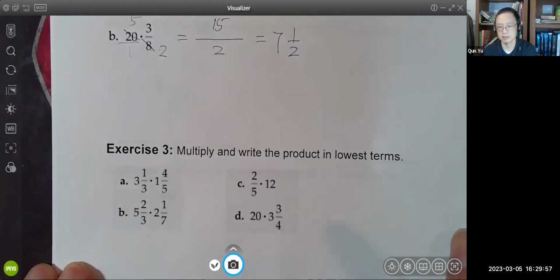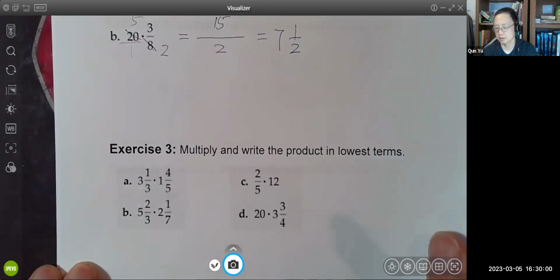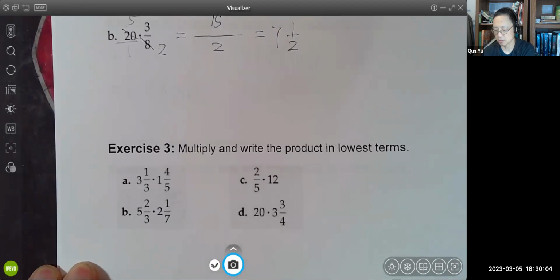Another set of exercise problems. These basic skills are very important, so make sure you do the exercise problems.